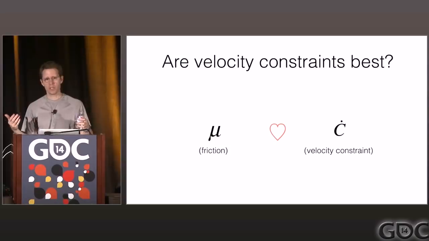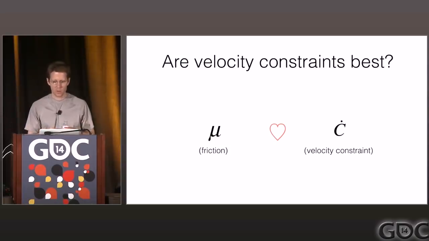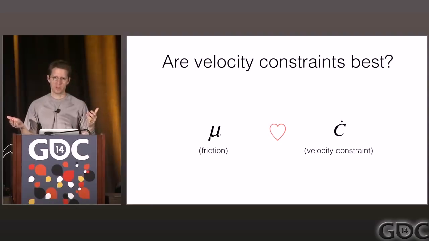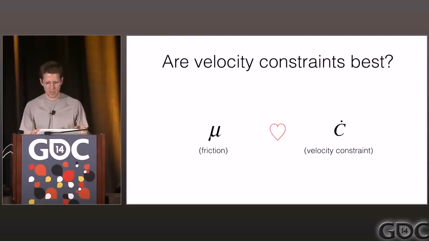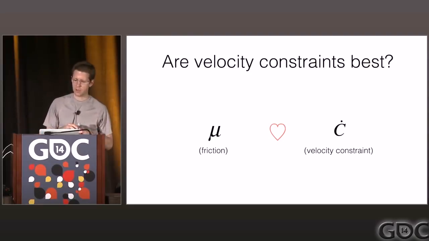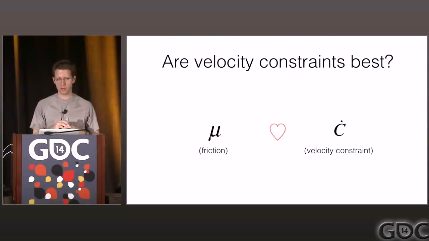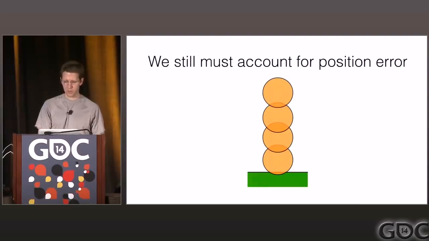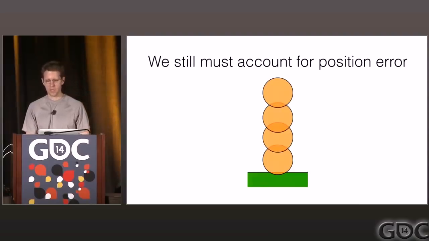So are velocity constraints the best thing? Well, they work really well with friction, because friction is purely just a velocity constraint. It doesn't care about position. So that seems to be a sweet spot for rigid body simulation, but that doesn't mean that there might not be other choices and other things we have to look at.